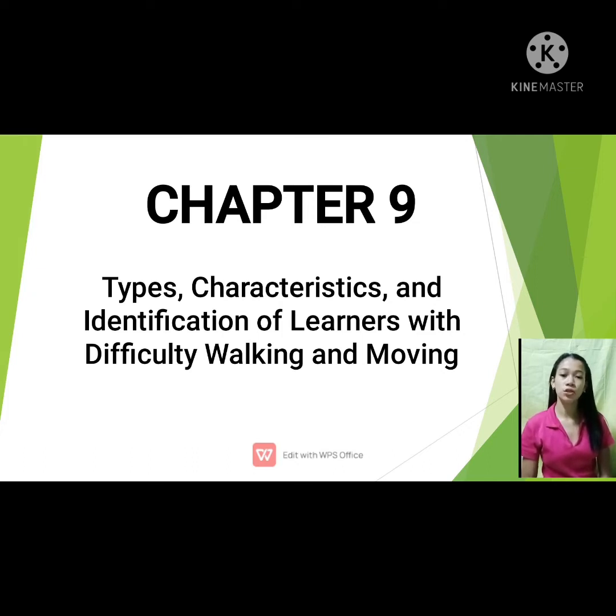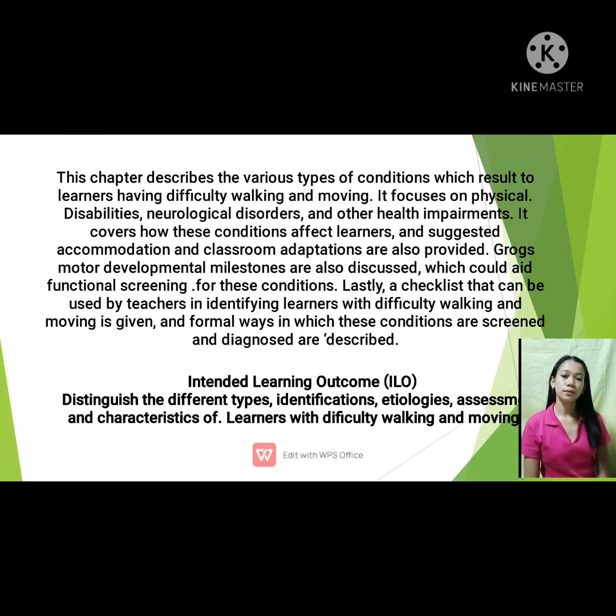We will present Chapter 9, entitled Types, Characteristics, and Identifications of Learners with Difficulty Walking and Moving. In this chapter, it describes the various types of conditions which result in learners having difficulty walking and moving. It focuses on physical disabilities, neurological disorders, and other health impairments. It covers how these conditions affect learners, and suggested accommodations and classroom adaptations are also provided.